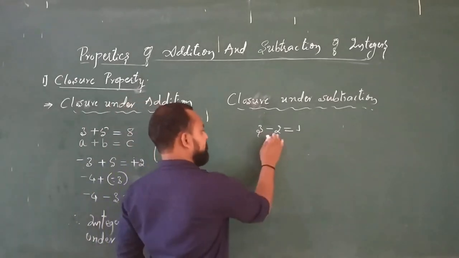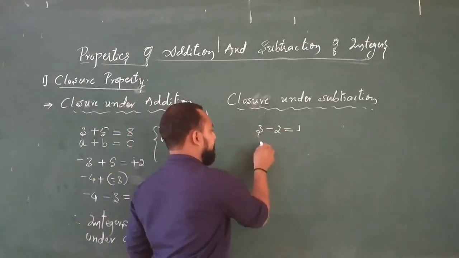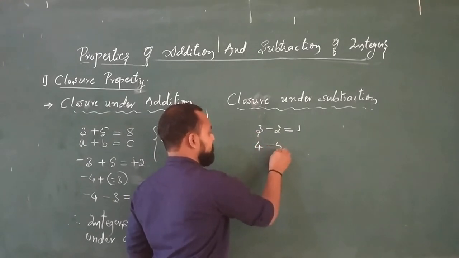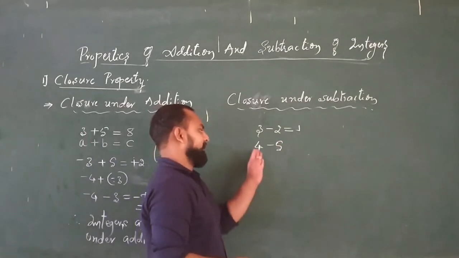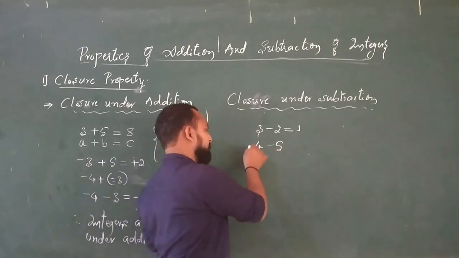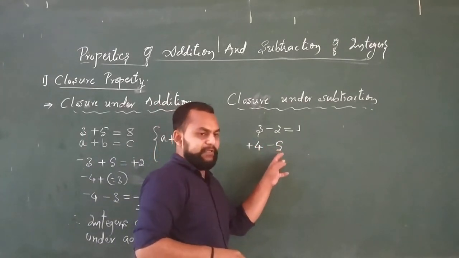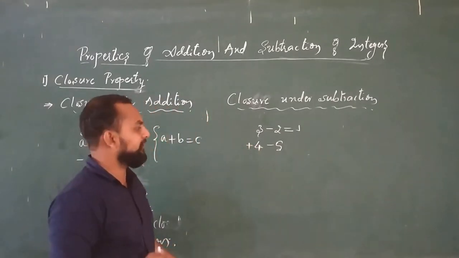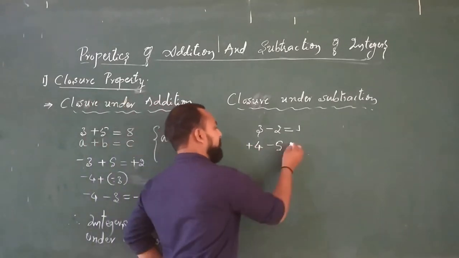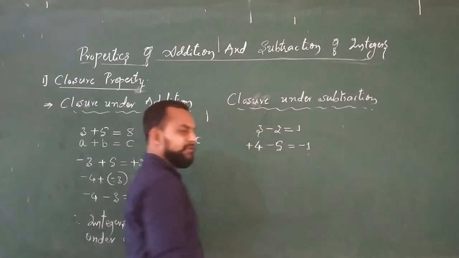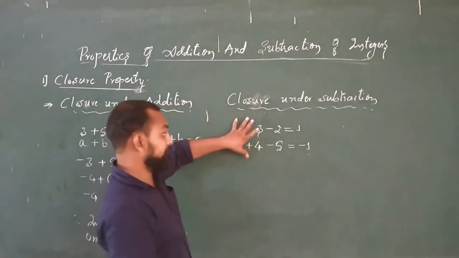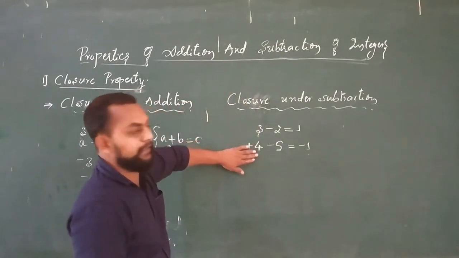Here A minus B is equal to C. Then check it: 4 minus 5. Here plus 4 and minus 5 have different signs, and the difference is minus 1.